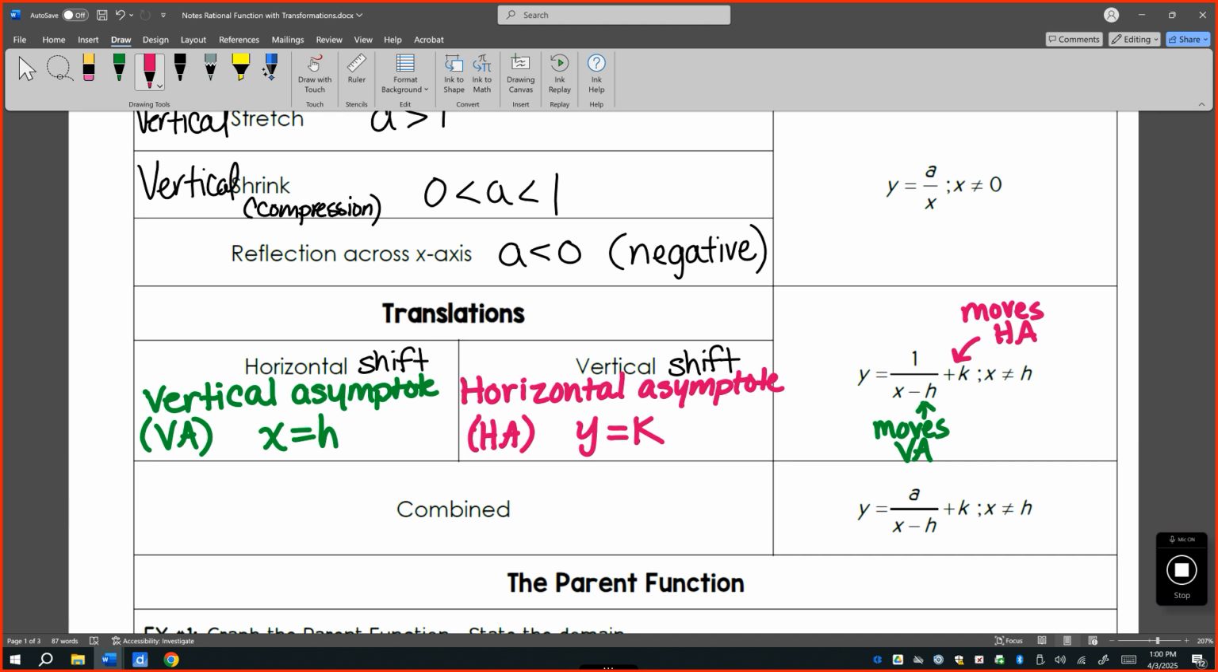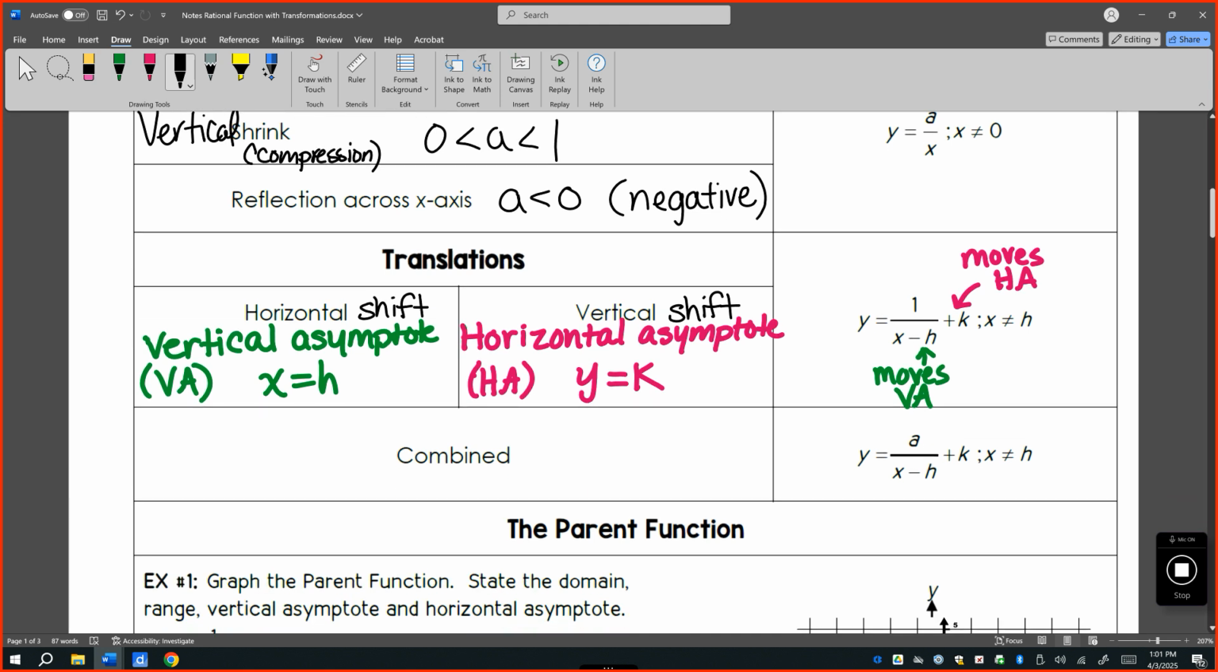Okay, combined, we have all of this. Left, right, up, down, all the things. Notice that there's a restriction: your x cannot equal h. Because think of it, if x equals h, x minus h is 0, right? And our denominator can't equal 0, so that's why that's there.